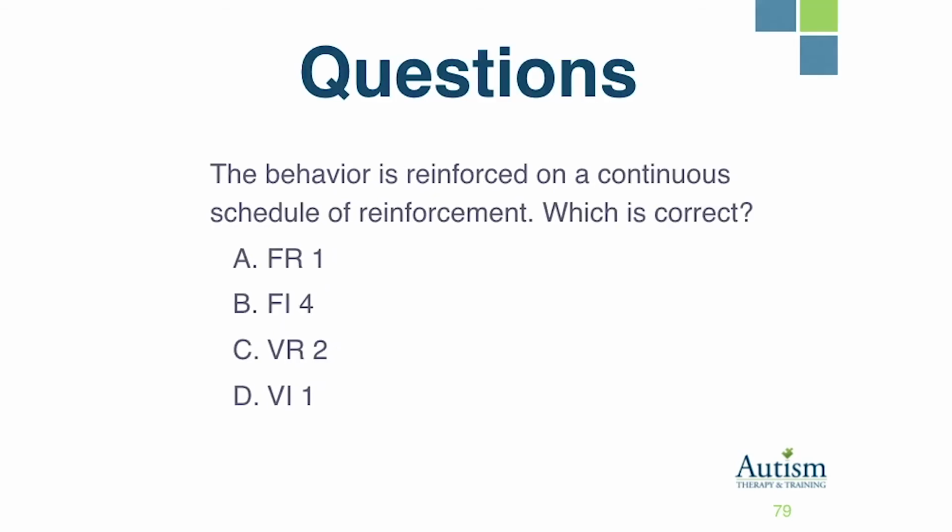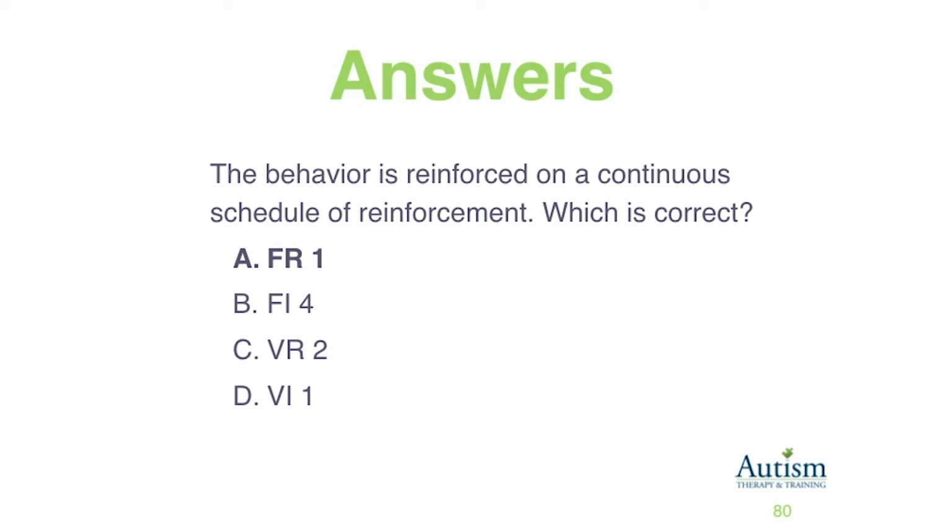The behavior is reinforced on a continuous schedule of reinforcement. Which is correct? A, FR1, B, FI4, C, VR2, or D, VI1? And the correct response is FR1.